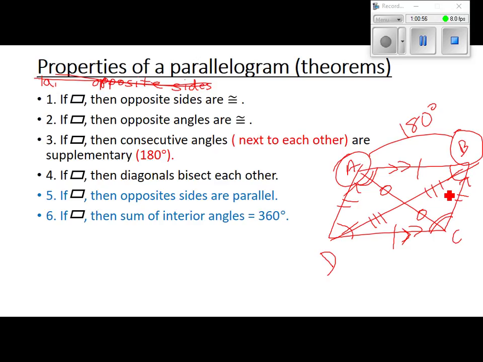Opposite sides are parallel. The diagonals bisect each other. We just talked about that. The sum of the interior angles. What do we know about all four interior angles? They always add up to be 360.